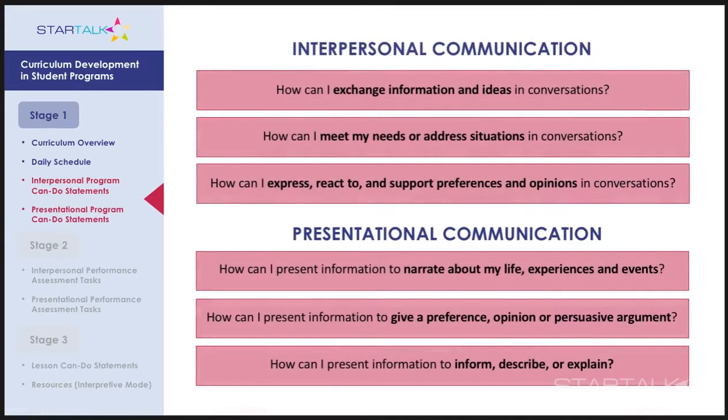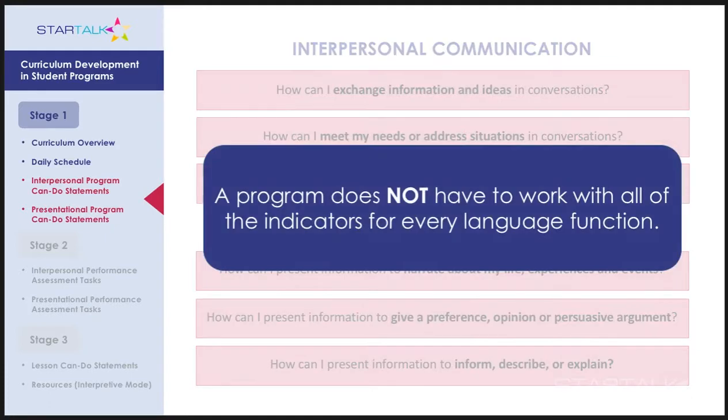Programs now have 6 language functions, 3 within each mode of communication. It is critically important to note that programs do not have to work with all of the indicators for every language function, nor do they have to work with all 6 language functions. Programs choose what is best for their program and their learners.